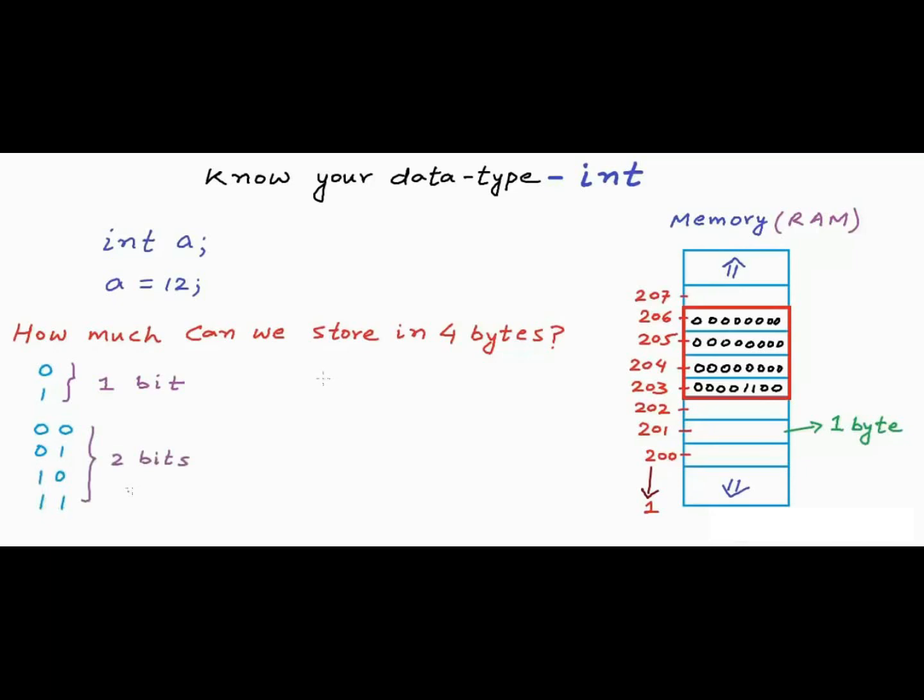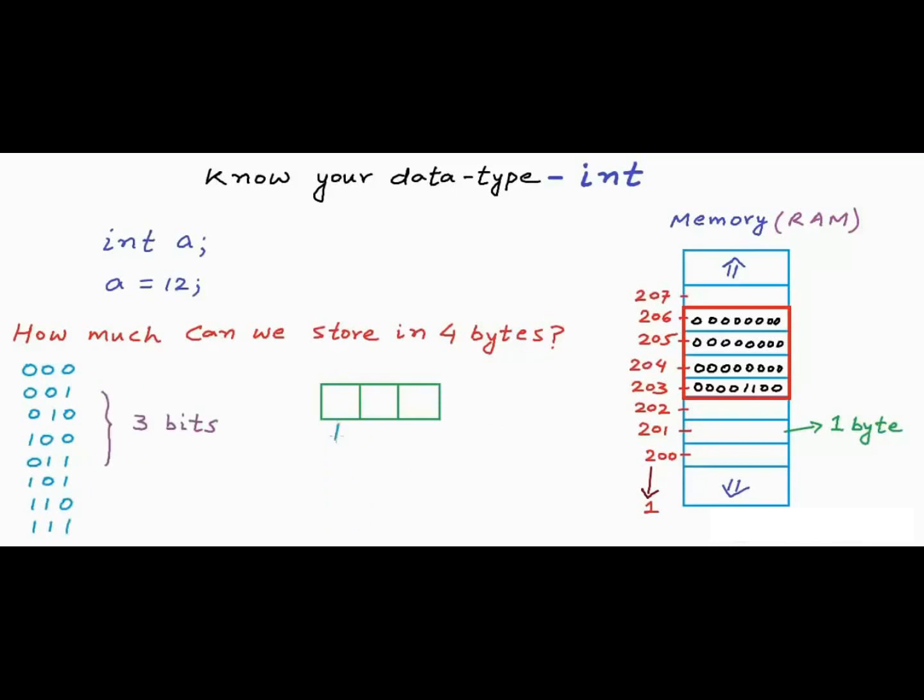Now with 3 bits we can have 8 possible values. We can have 8 possible permutations and combinations of 1 and 0. For each bit position we have two choices. We can either have a 0 or a 1, and corresponding to these two choices we have two choices for the next bit position, and corresponding to a combination of these two positions we'll have two choices for the next position. So with 3 bits we can have 8 possible values.